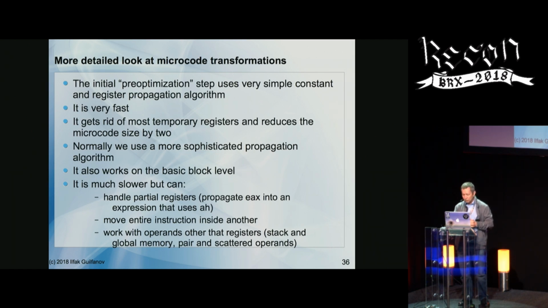Once we generate the microcode, we work on optimizing it to make it simpler and shorter. I already showed you the first pre-optimization step. That was using a very simple constant propagation algorithm. It works only with constants and registers, and because of that it's very, very fast. But it gets rid of most temporary registers and reduces the microcode size by 2. But normally, after that, we use more sophisticated algorithms to optimize and transform the microcode.